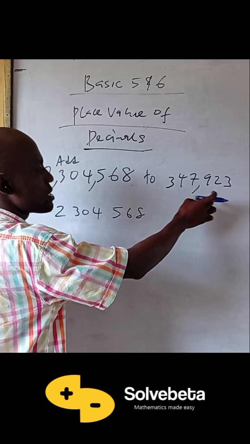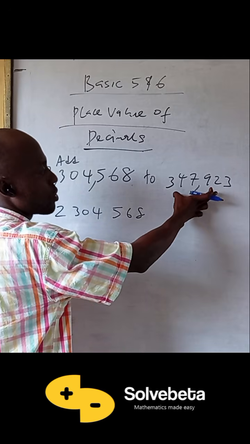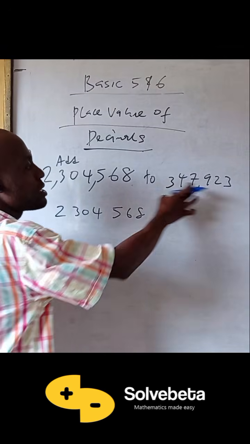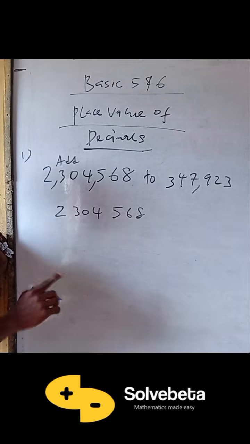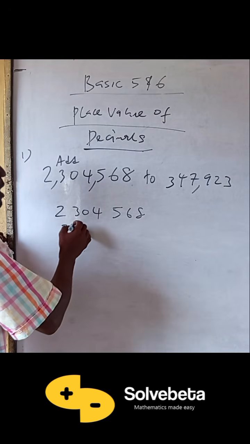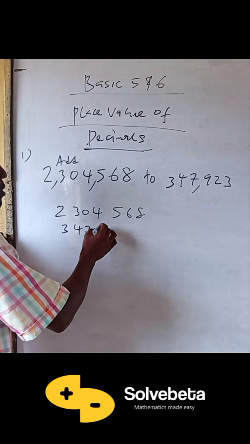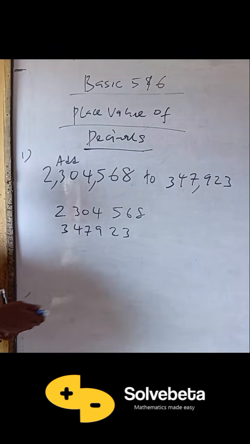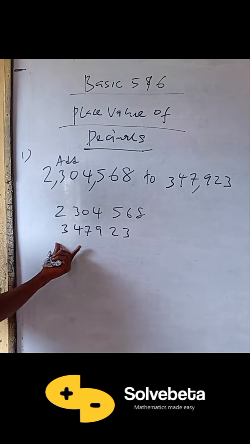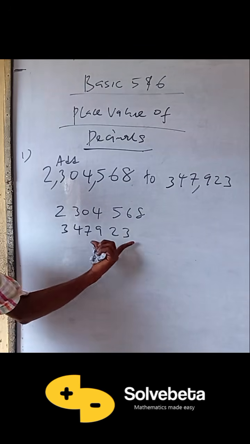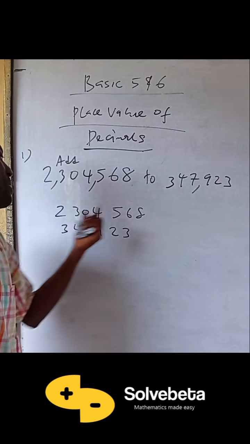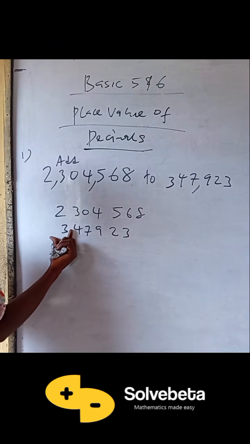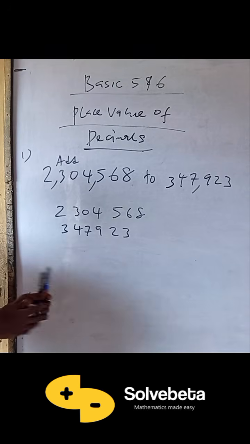So for me to write this, I can put this here. But the way I place them is very important. It will determine whether I get the answer. If I place them this way, I will get the wrong answer. Why? I have made a mistake with the place value. The place value of 3 in this number is different from the place value of 2 in this number, so I must not put them together. They must be under each other.